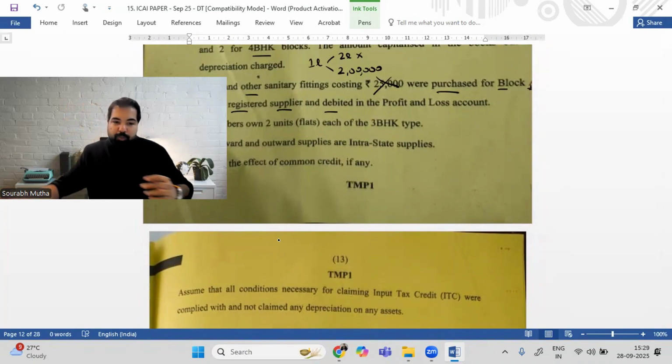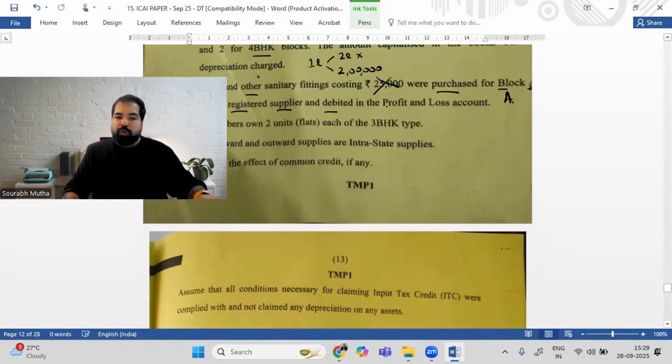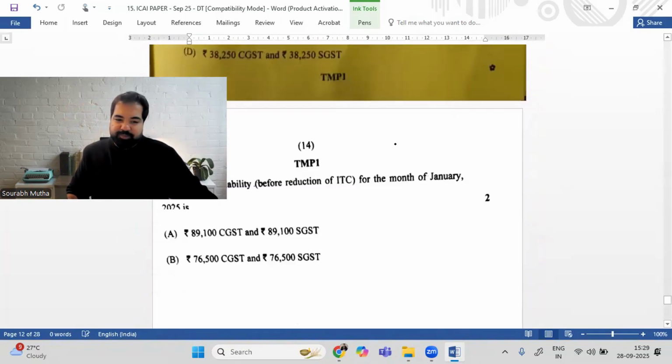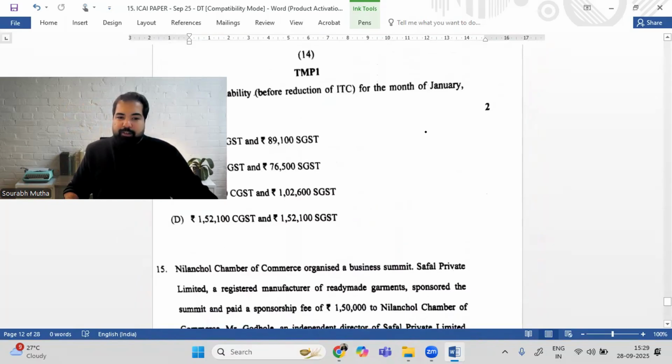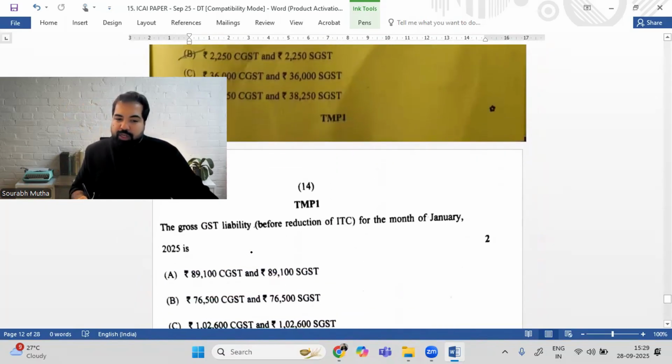Yes, pipes and fittings are for block A. This is block A, so you will not get credit. 18,000 is the right answer. We move ahead. The gross GST liability for the month of January is as under.